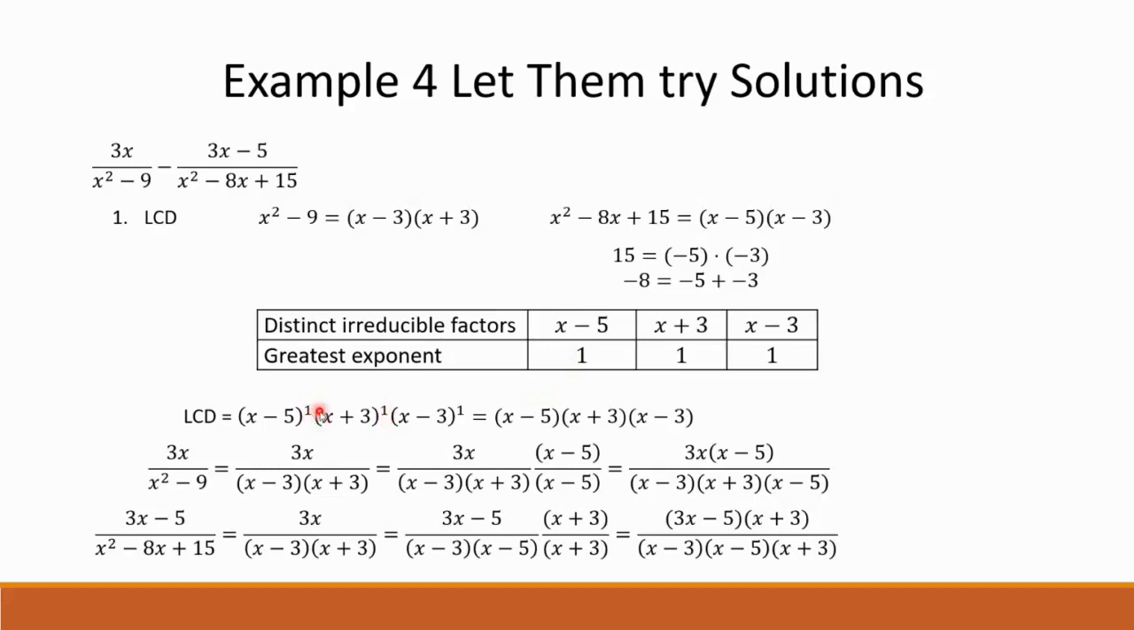Now, here, what do we have? Okay, so now we want to rewrite each rational expression so the denominator is the LCD. Now, we know x squared minus 9 is x minus 3 times x plus 3. What are we missing? We're missing x minus 5, right? So we have to multiply the bottom by that, but we also have to multiply the top by that. You have to keep everything algebraically the same. So we get this.